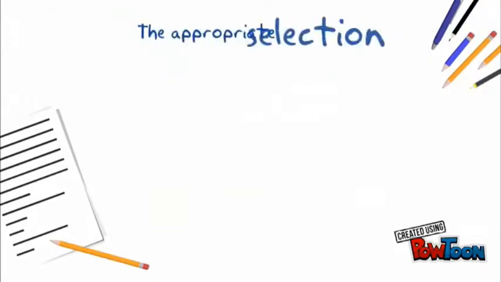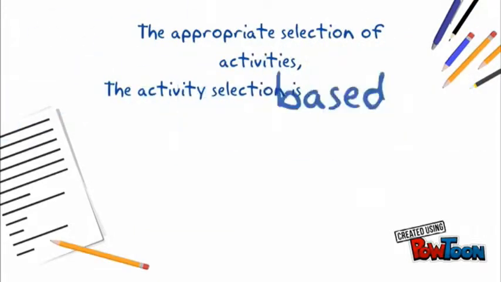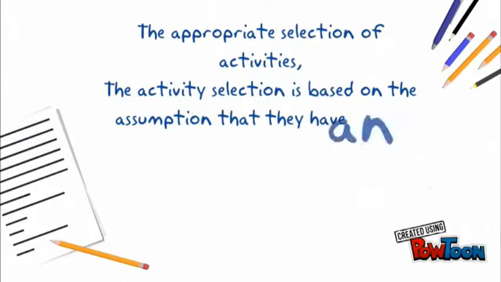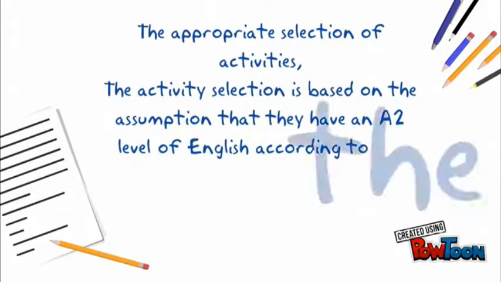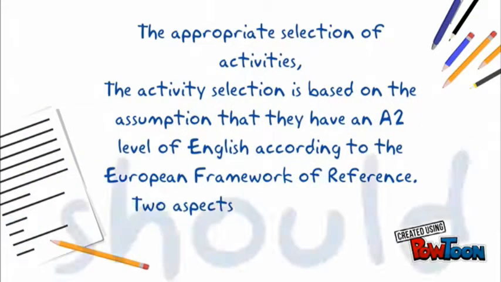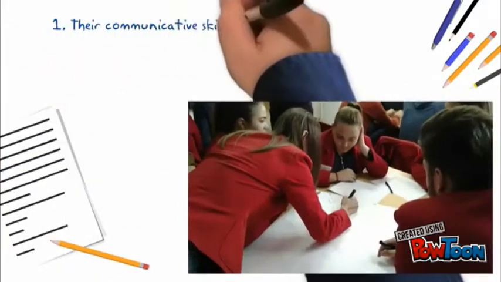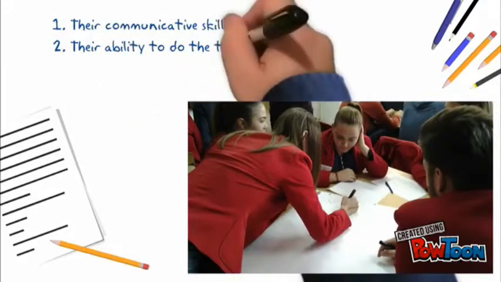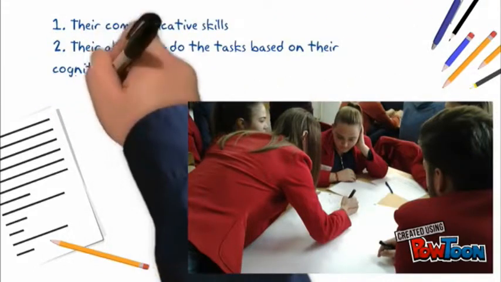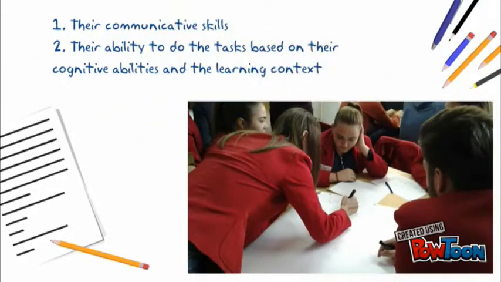The appropriate selection of activities. The activity selection is based on the assumption that they have an A2 level of English according to the European framework of reference. 2 aspects should be taken into account: 1. Their communicative skills. 2. Their ability to do the tasks based on their cognitive abilities in the learning context.